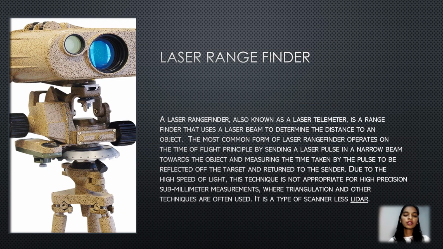Now we'll move to the third application, which is laser rangefinder. A laser rangefinder, also known as a laser telemeter, is a rangefinder that uses a laser beam to determine the distance to an object. The most common form of laser rangefinder operates on the time of flight principle by sending a laser pulse in a narrow beam towards the object and measuring the time taken by the pulse to be reflected off the target and returned to the sender.